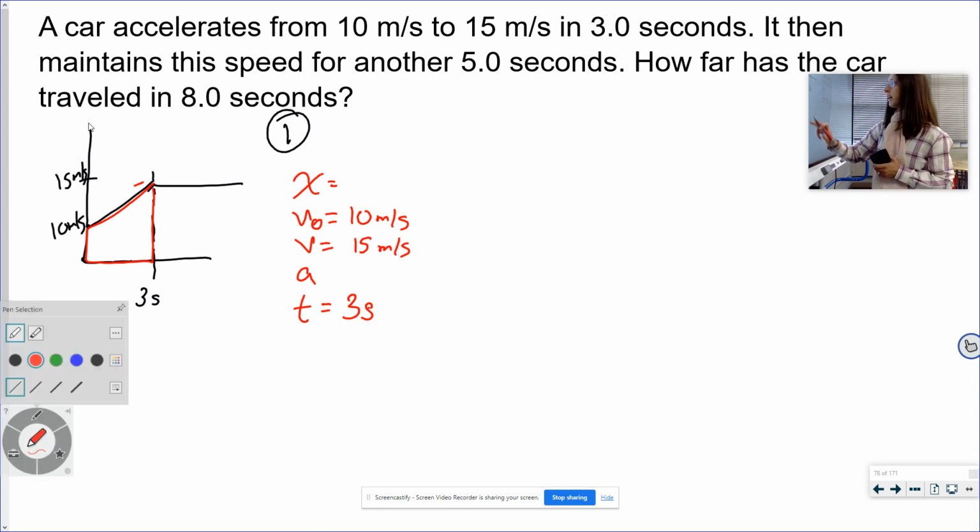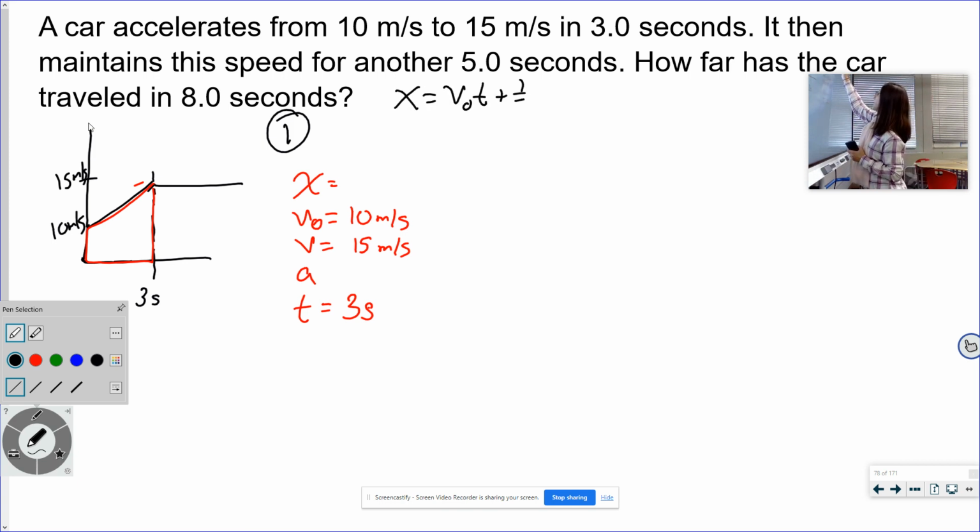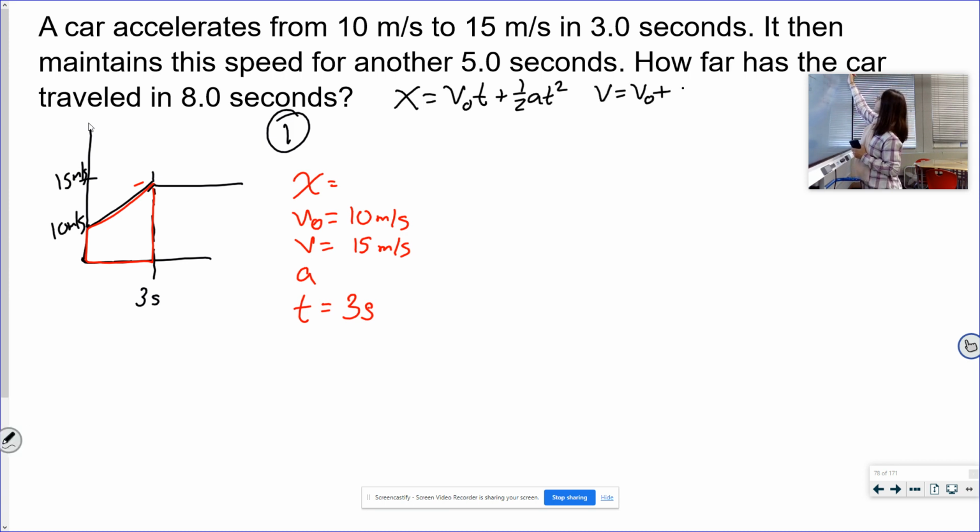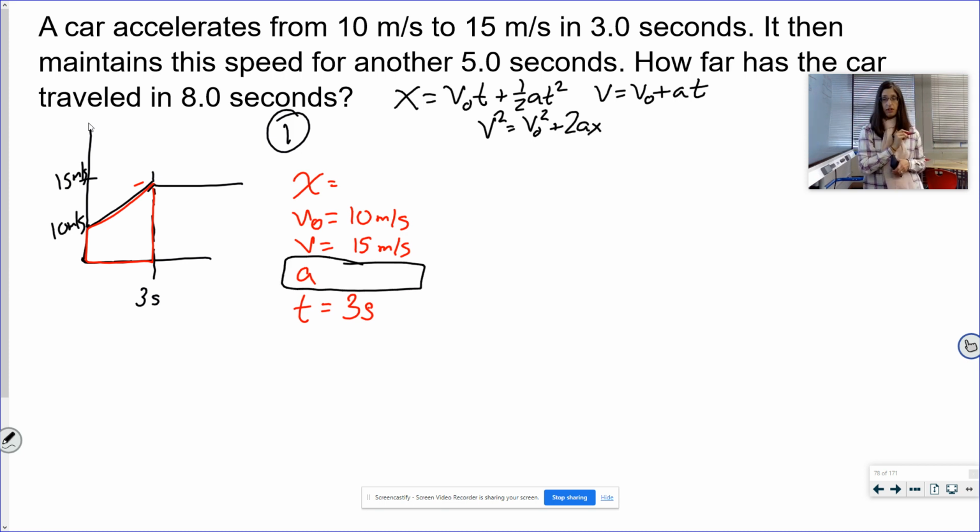Now again, I'll remind you, we have our 3 kinematics formulas, which are as follows. X equals v naught t plus 1/2 at squared. V equals v naught plus at. And v squared equals v naught squared plus 2ax. Now, something you'll notice is that acceleration is in all 3 formulas. That means if we don't have acceleration, that's going to need to be the first thing we find.